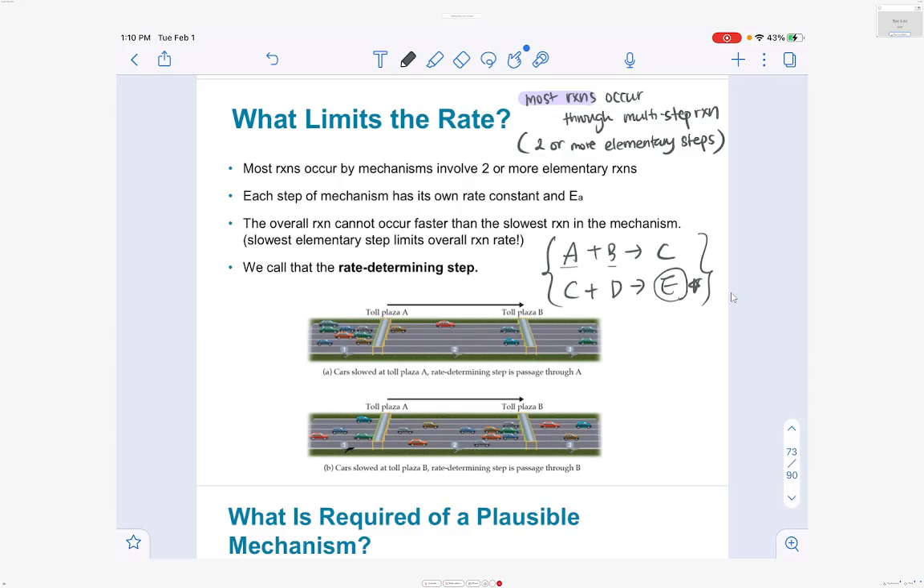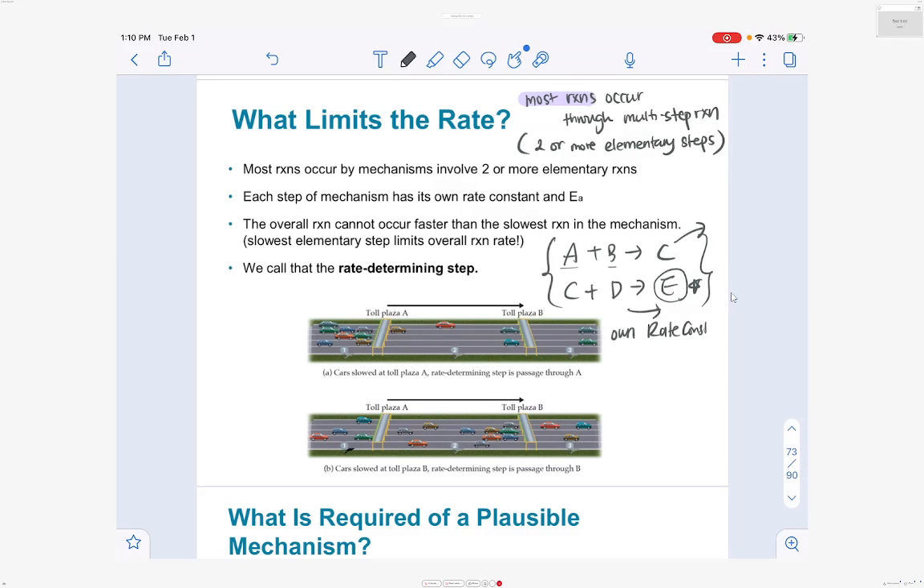For these multi-step reactions, each elementary step has its own rate constant and activation energy. Each individual elementary step will have its own rate constant and activation energy. The slowest elementary step often limits the overall reaction rate, and that elementary step which is slower is called the rate determining step.